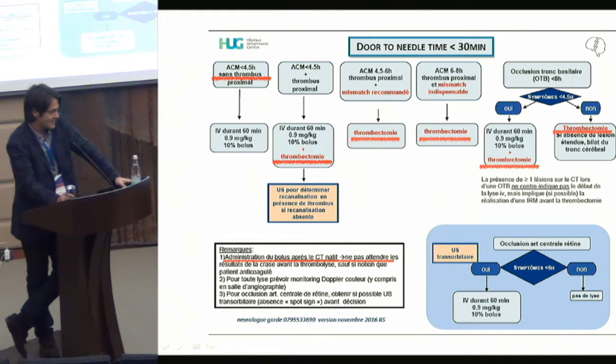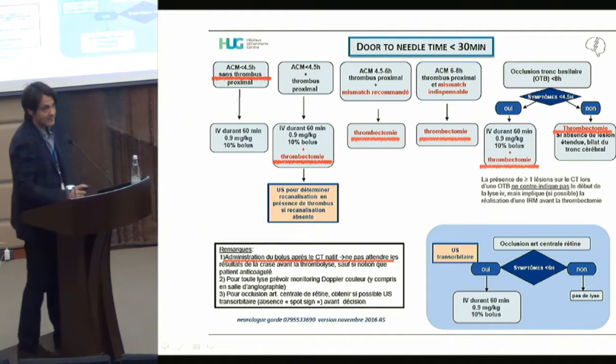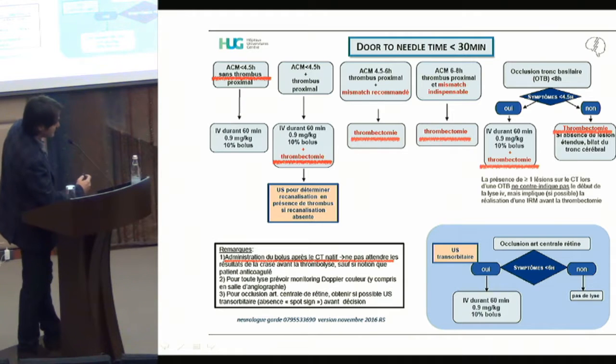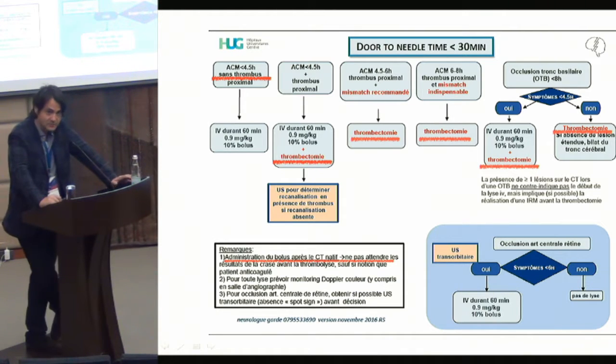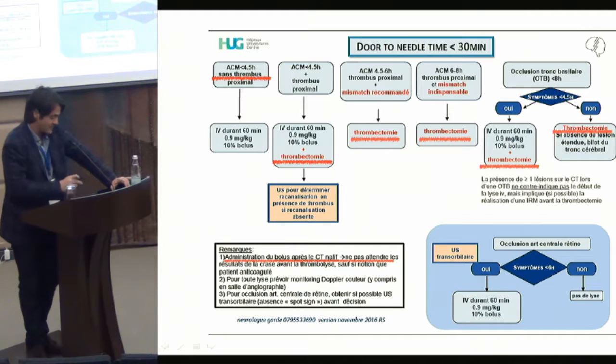And this is the population of patients that we treat. Actually, the only subgroup of patients that we don't treat is the patient without any proximal occlusion. Then, if a patient presents a large vessel occlusion, we offer IV lysis if they are within 4.5 hours, and then we go for thrombectomy.